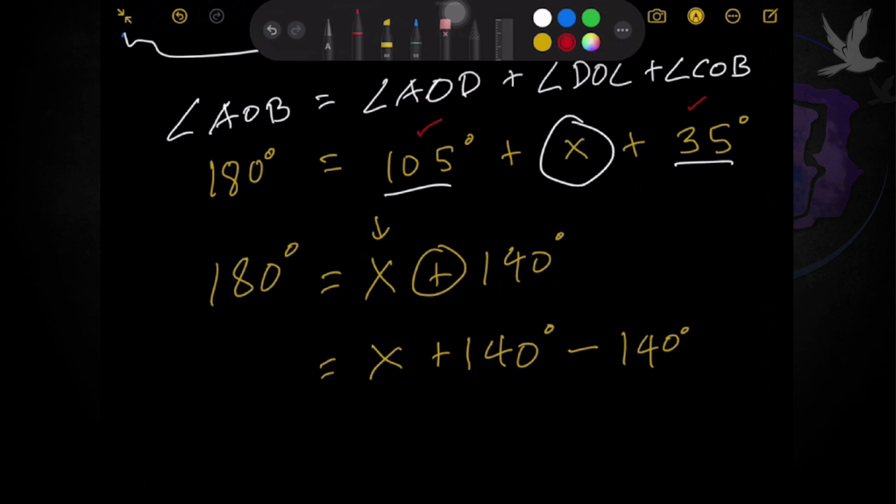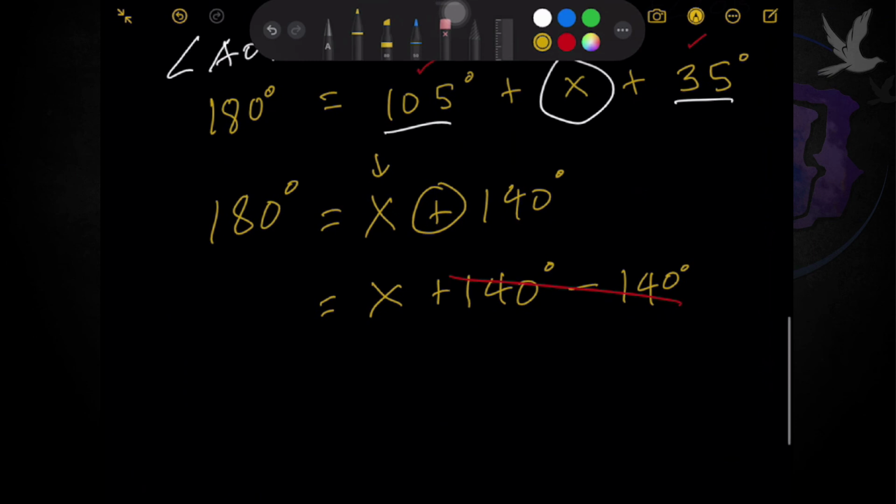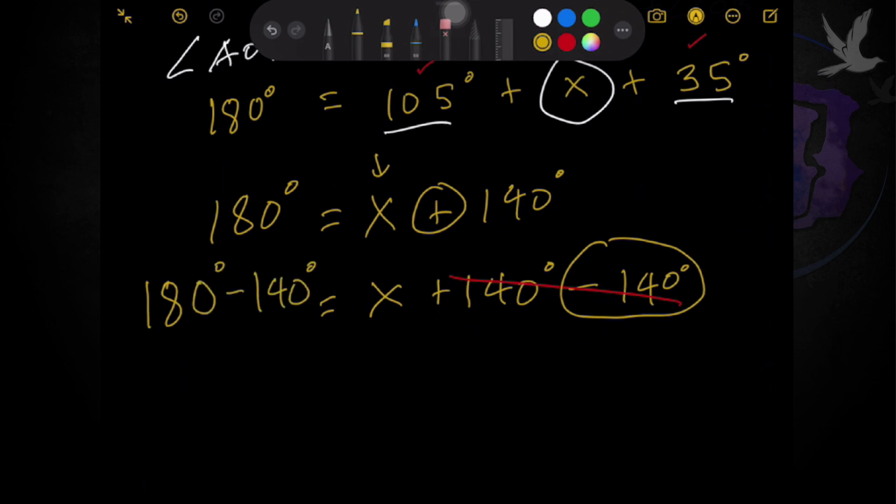Bakit tayo nagma-minus? To cancel it all out. Because you want to leave x alone in one side of the equation. Okay, so ganun lang po kadali yun. Now, again, there's a golden rule. What you do in one side, since we subtracted 140 in this side of the equation, you should also subtract 140 from this side of the equation.